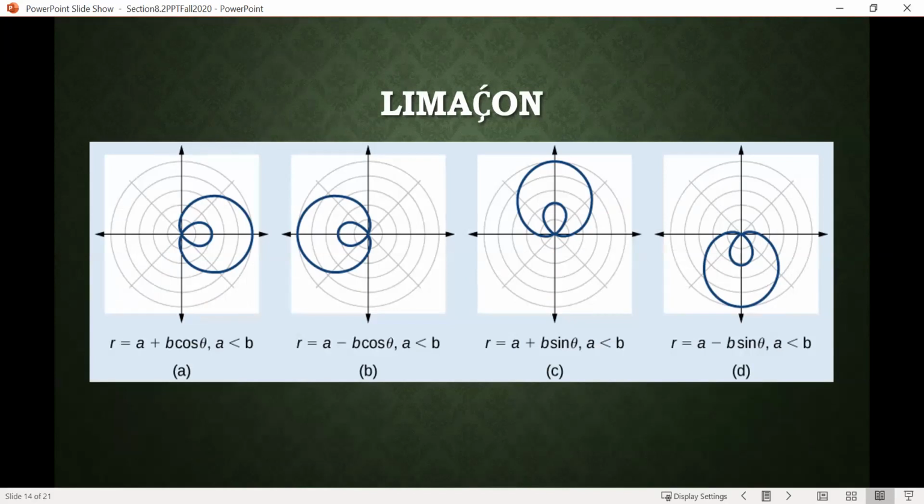And you can see the 4 different possibilities here, their basic shapes. For the 2 on the left there, you see they involve cosine, and they are along the horizontal axis. The 2 on the right there, those 2 forms involve sine, and they go along the vertical axis. Okay, so those are limaçons. And I'm not so concerned with you knowing the name or knowing the exact formulas, but just be aware that this is how these work.